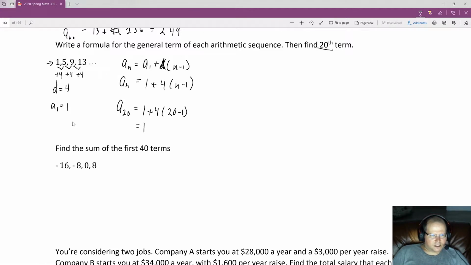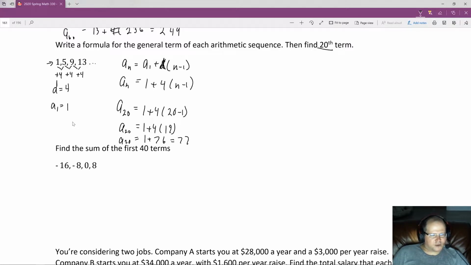20 minus 1 is 19. 1 plus 4 times 19 is going to be 76. 1 plus 76 is 77.